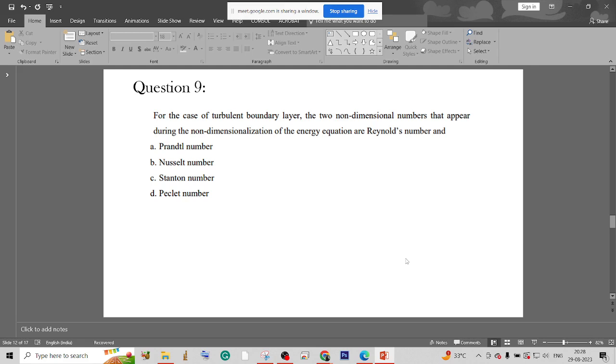So what are the two dimensionless numbers that we get when we are non-dimensionalizing? That is, in the equation where we replaced u with u star, v with v star, and x and y with x star and y star, like that, we got two dimensionless numbers. One is the Reynolds number. What is the other?